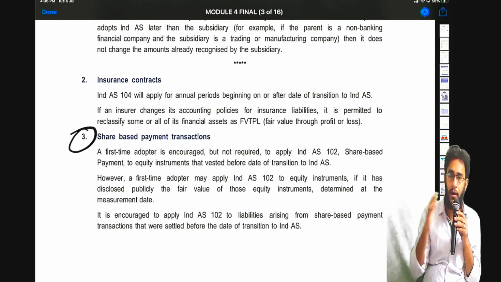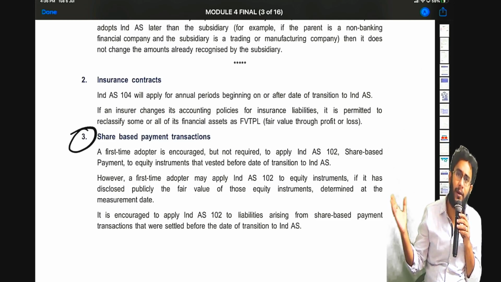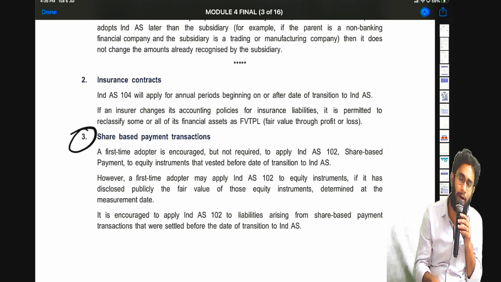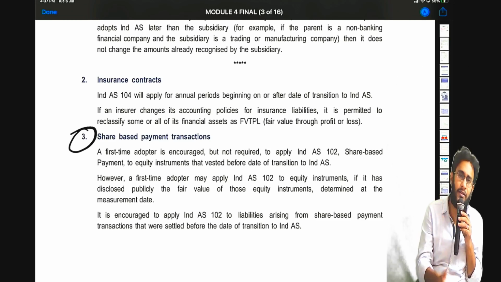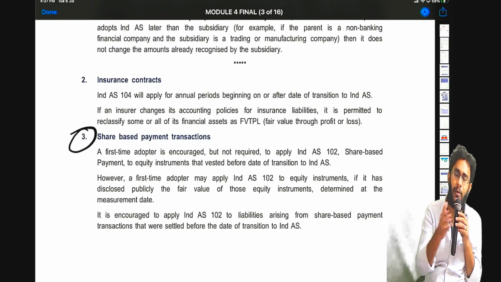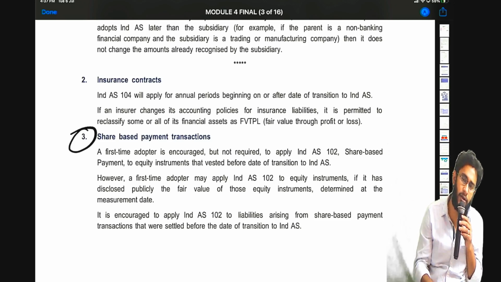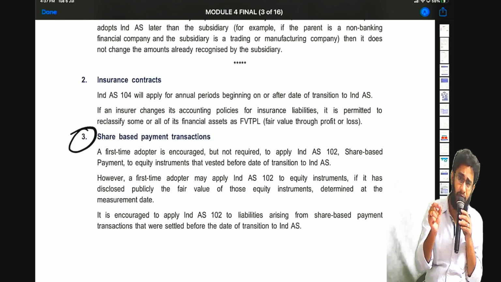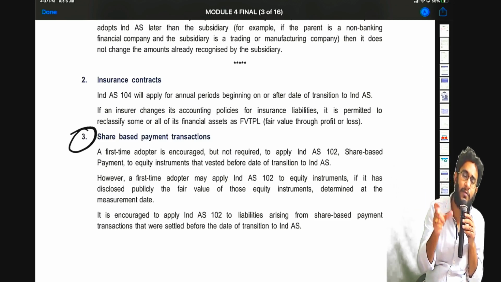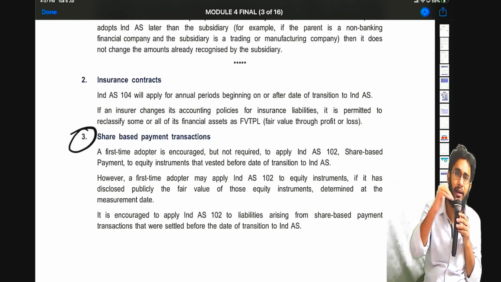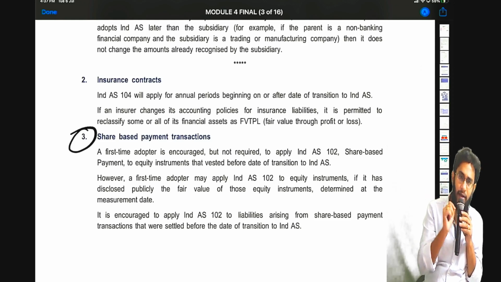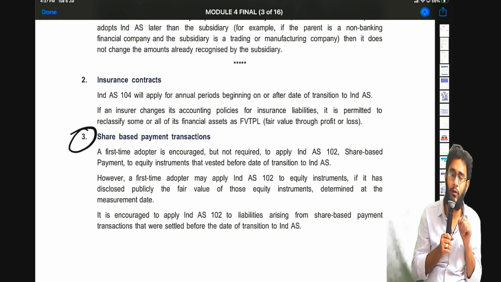Now, in my company, I applied, let us say, the intrinsic value. I have been accounting like that. On the transition date, I have some options appearing under the name of ESOP outstanding in my balance sheet. But that ESOP outstanding, or SBP reserve, has been measured under intrinsic value. And now I am migrating to Ind AS, so I have to apply Ind AS 102.